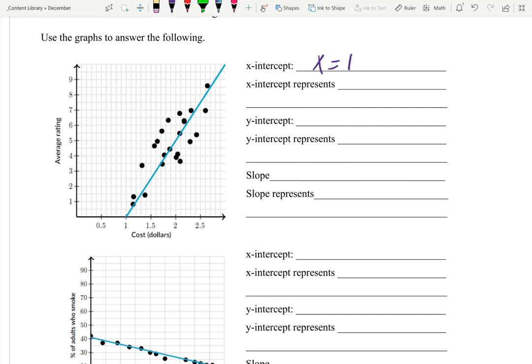So it represents, I guess, how would I phrase this? It represents that cost starts at $1 for rating, I guess, if you will.